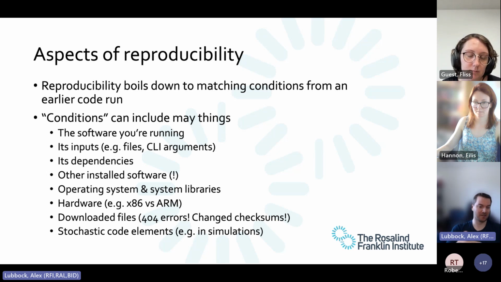Hardware, so Intel, AMD versus ARM CPUs. In the Python world, we hope things are cross-platform, and they usually are, but bugs can still creep in that lead to differences. Downloading files, this is an interesting one, right?